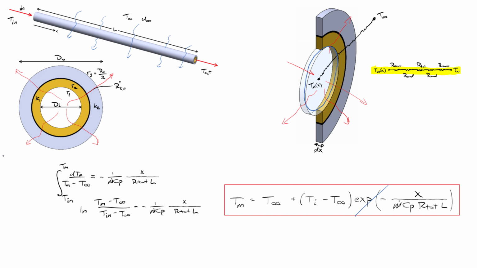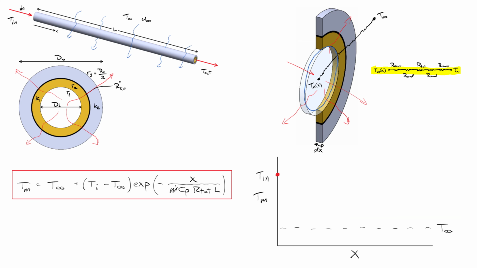When we look at it, if x is equal to 0, e to the 0 is equal to 1, and we're left with the mean temperature being equal to the inlet temperature. At the other extreme, if x goes to infinity, the right-hand term goes to 0, and we're left with the mean temperature decaying to T infinity over a large value of x. A graph of this function, then, shows the mean temperature decaying exponentially, asymptotically approaching T infinity over a large value of x.